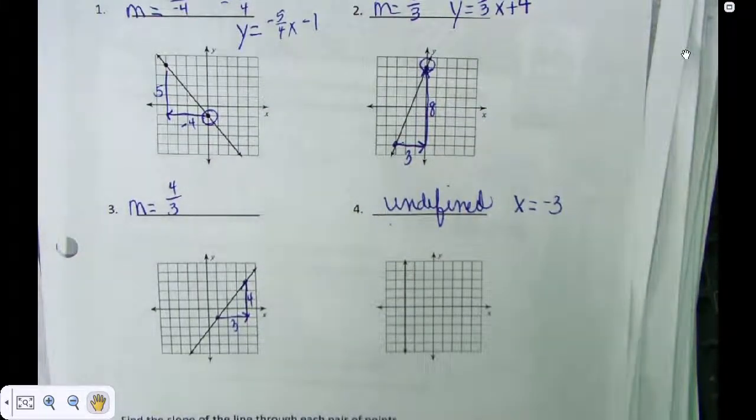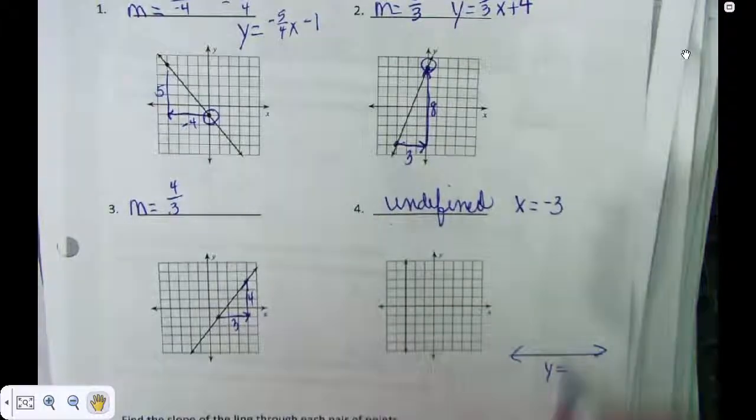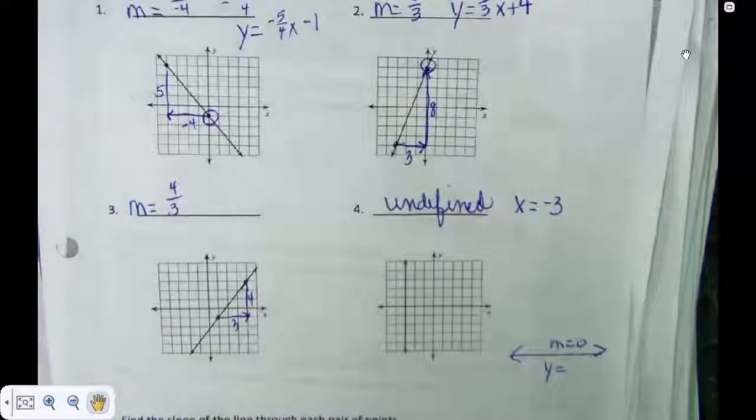It can be y equals, guys. It doesn't touch the y. If it's horizontal, remember it's y equals something. Because the slope is 0. And 0 times x is 0.